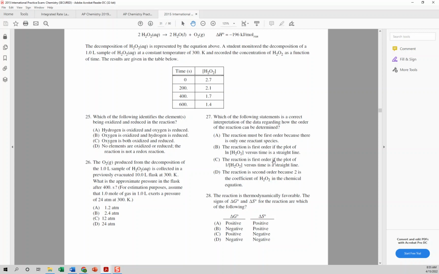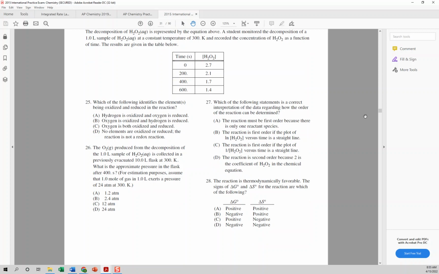The reaction is first order if the plot of 1 over concentration. No, it would be second order if 1 over concentration. And then the reaction is second order because 2 is the coefficient. Don't fall for that trap. We weren't told that this happened in one step. If we were told this happened in one step, then boom, D would be the right answer. But we don't know. We weren't told that, and we weren't told that in any part of this question. So the only one that is true is B, okay?